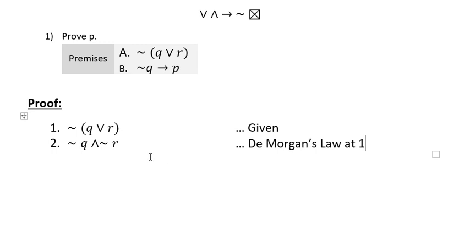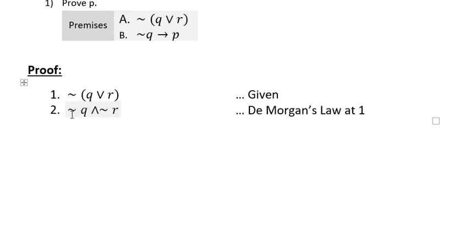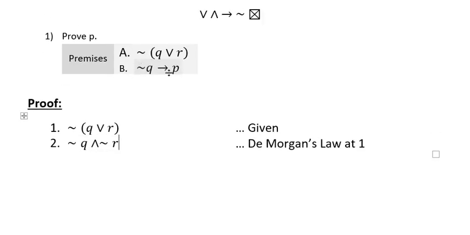Now I still need negation of Q to get P. I don't have negation of Q alone. I have negation of Q and negation of R. The important thing here is that I have an and. What happens when you have an and? You can use simplification. Simplification tells you that if you have two things with and, you can copy only one of them, and that's okay. I could copy the first one or the second one. I copy the one I want. In this case, I want negation of Q because it's what I need to get P. So I'm gonna put negation of Q.